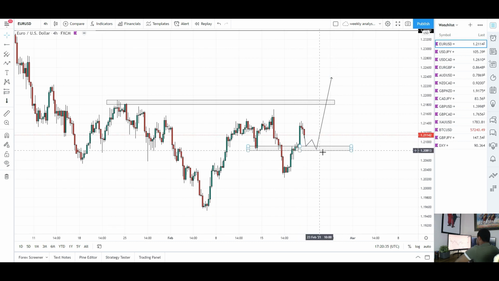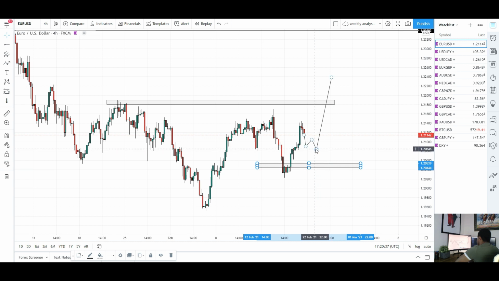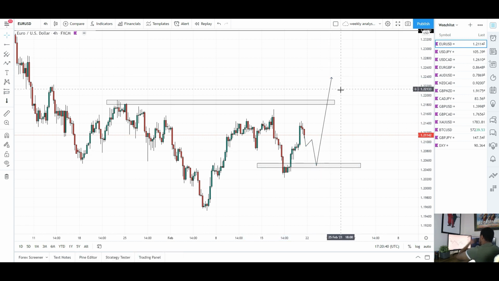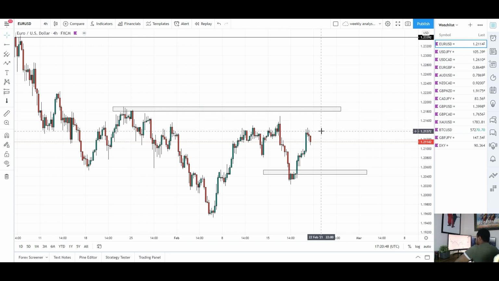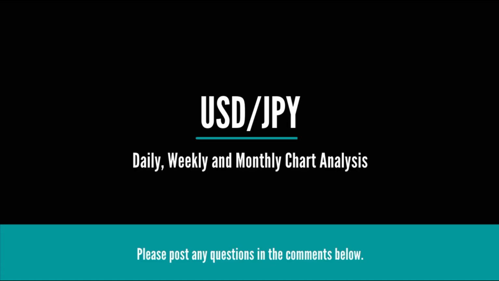Key area there of support we could tap into, maybe even pull back into this area, tap back into that support, and then see price take off to the upside. But looking for some retracement to the downside for next week, and then seeing continuation back to this level around here. Next, we're going to take a look at USD/JPY.